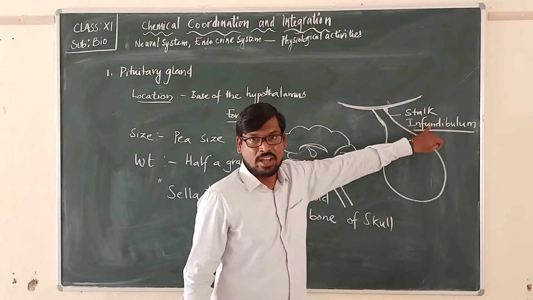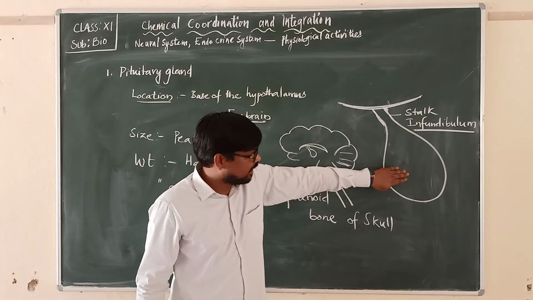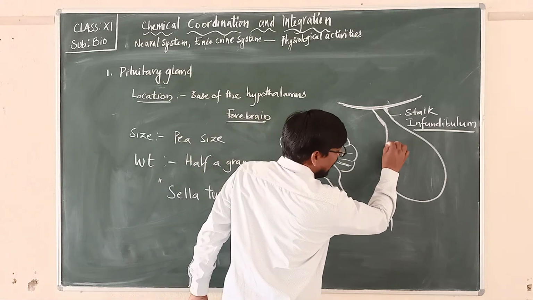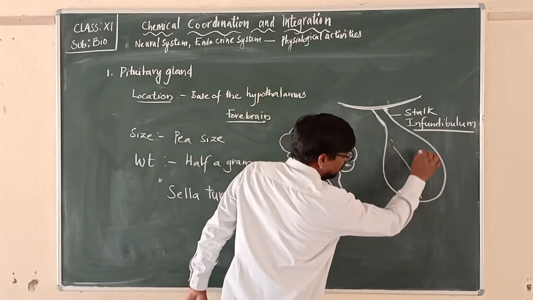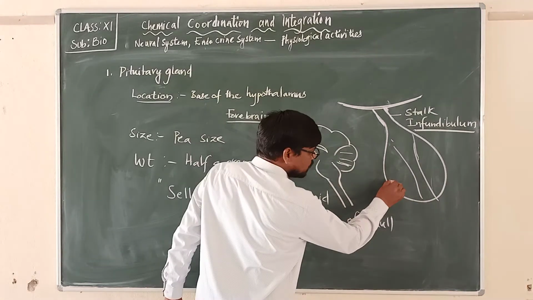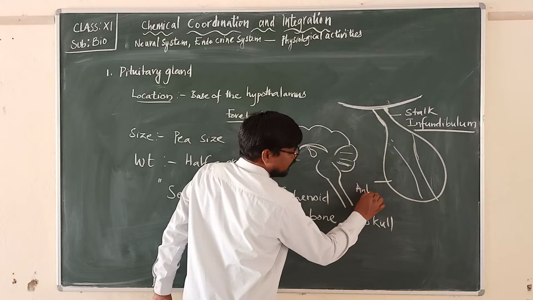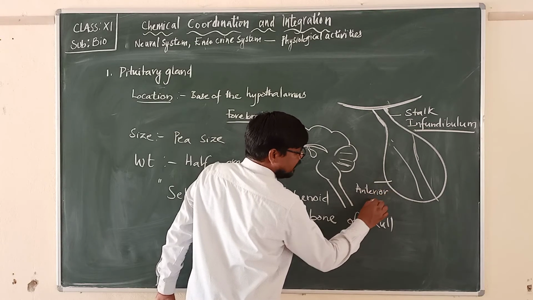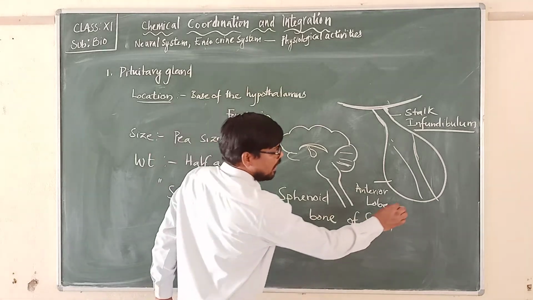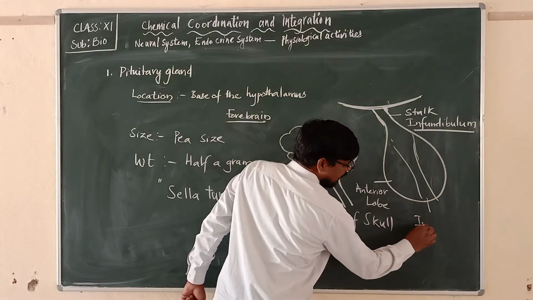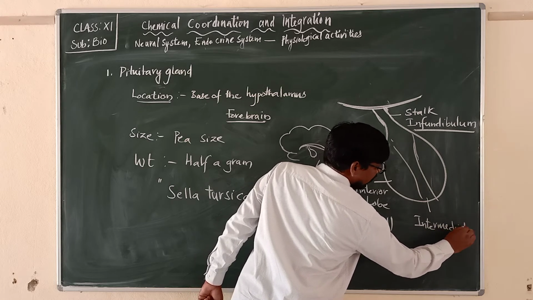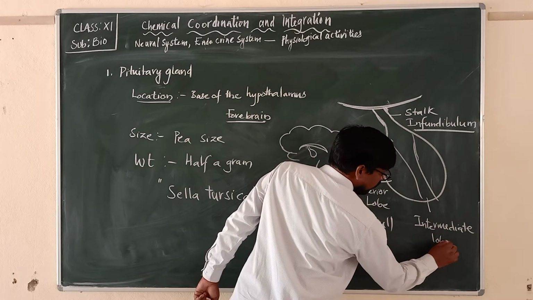That is the stalk. And the pituitary gland has three regions. The three regions are called what? The first region is called the anterior lobe. These are the simple words that I am using. Anterior lobe. And the middle region is called what? Intermediate lobe we call it. We are calling this the intermediate lobe.